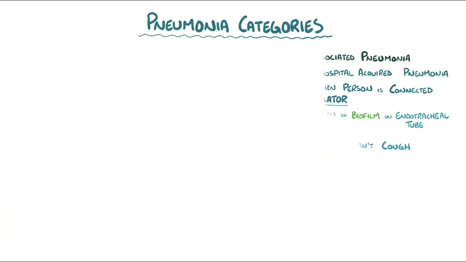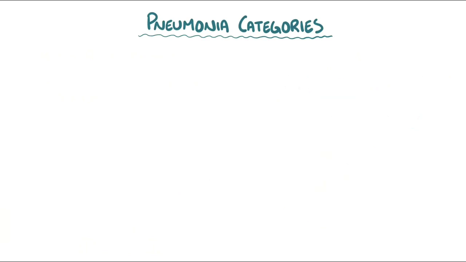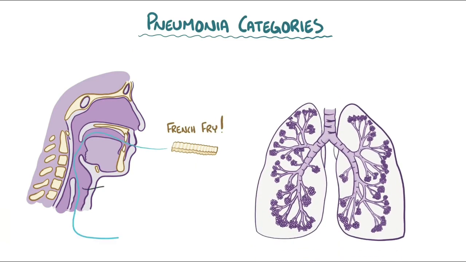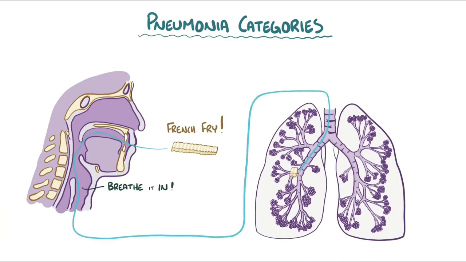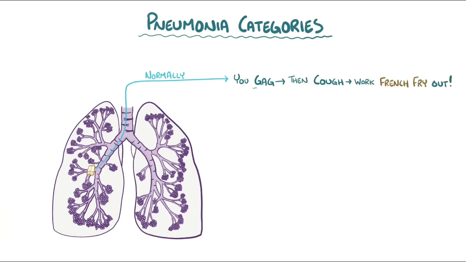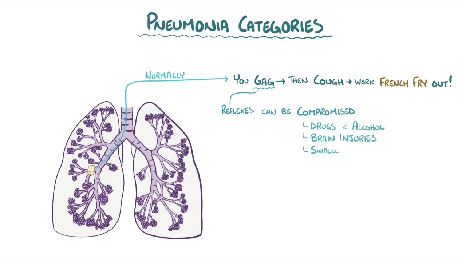Now, in addition to inhaling microbes, there are also other ways to develop pneumonia. Think about this. You're eating some French fries, and instead of swallowing one, you accidentally breathe it in. Informally, we call that going down the wrong pipe, but we could also say that you aspirated that French fry. Normally, you'd automatically gag and start coughing, and work that French fry out of your lungs. These gag reflexes can be compromised, though, by drug and alcohol abuse, brain injuries, or swallowing issues. So in these cases, the French fry might stick around in your lower airways.